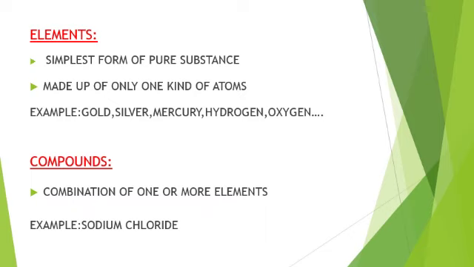Compounds. Many elements have a great tendency to combine with each other to form compounds. A compound is a pure substance formed by the chemical combination of one or more elements in a definite proportion by mass. For example, sodium chloride. Sodium chloride is a compound made of two elements, sodium and chlorine. The smallest unit of a compound is a molecule, which shows all the properties of the compound.